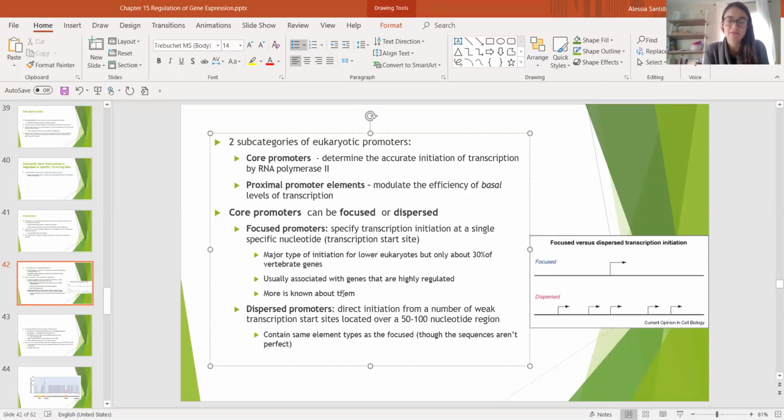Not as much is known about the dispersed promoters compared to the focused promoters. But they do contain a couple of elements that are similar to the focused promoters, though the sequences aren't exactly perfect. But essentially, they direct transcription from a number of weak transcription sites located over 50 to 100 nucleotide regions. So they're found pretty much not right next to them.